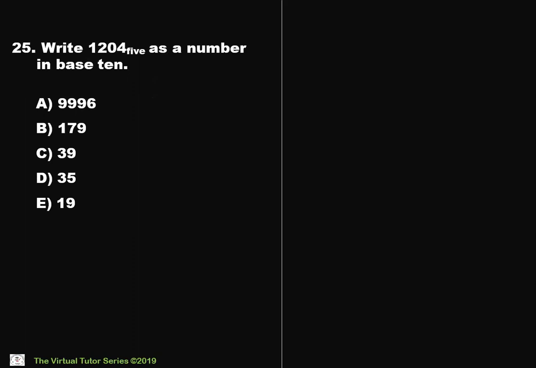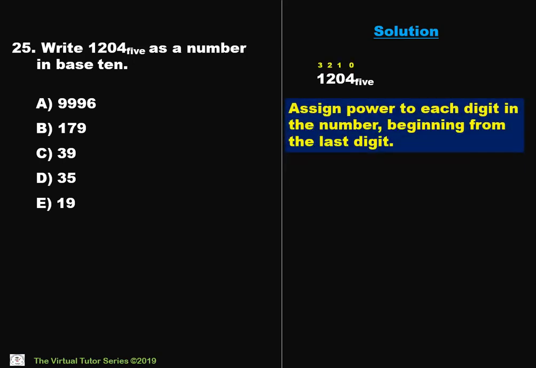Question 25. Write 1204 base 5 as a number in base 10. Solution. We have 1204 base 5. We need to assign power to each digit in the number beginning from the last digit. Next is to multiply each digit by a multiple of 5 according to the assigned powers beginning from the last digit.